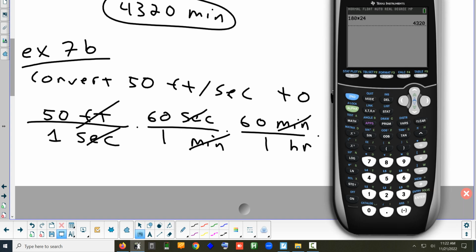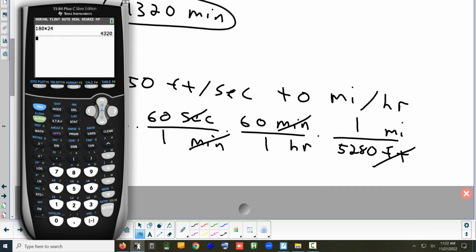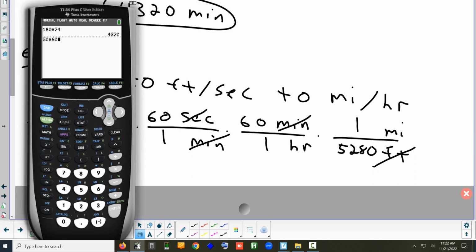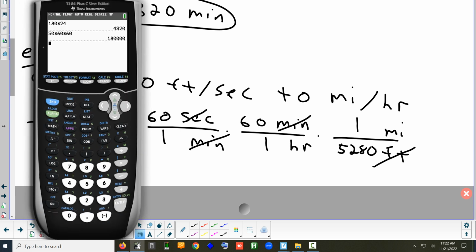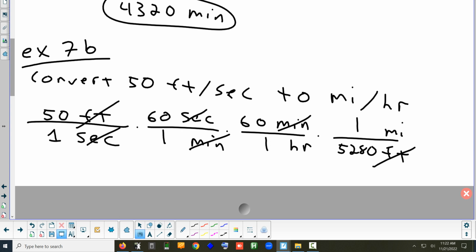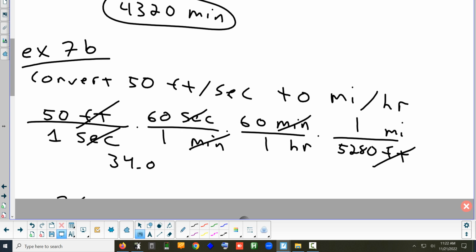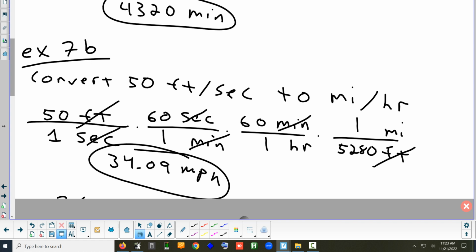So 50 times 60 times another 60. That gives me 180,000 in the numerator, and divide that by 5,280. So that's 34.09 miles per hour. Okay, so that was a rate.